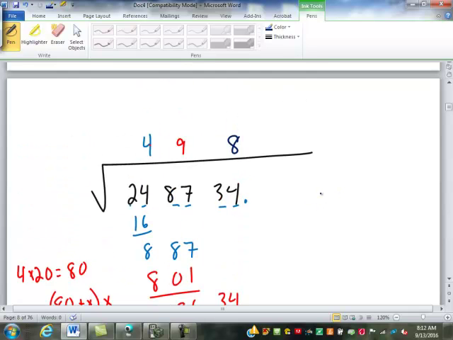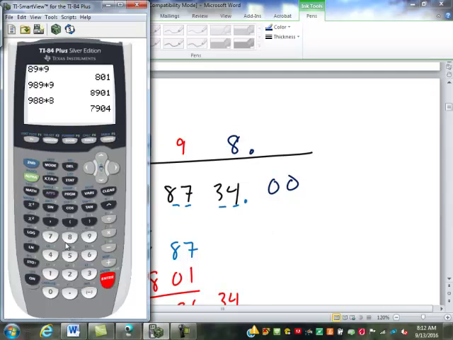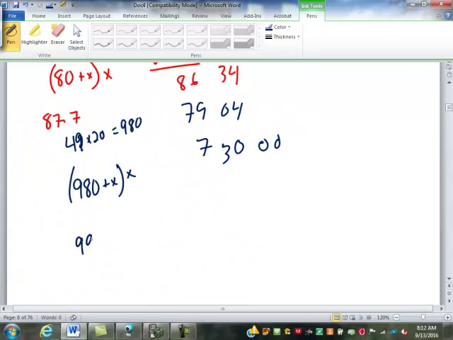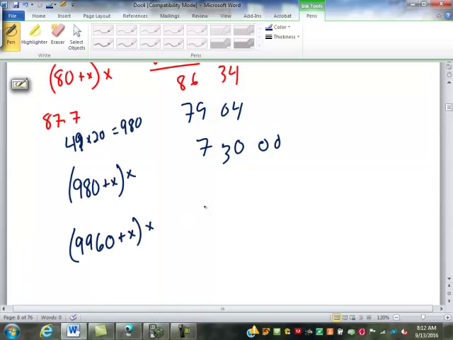So now we're at the decimal point. I put a decimal point up here, and I got to add 2 zeros at a time. We got to do pairs. So now I'm taking 498, sorry, 498 times 20 is 9960 plus x times x. And it has to stay less than 73,000. Let's try 7. 9967 times 7. It's going to work. 69,769.